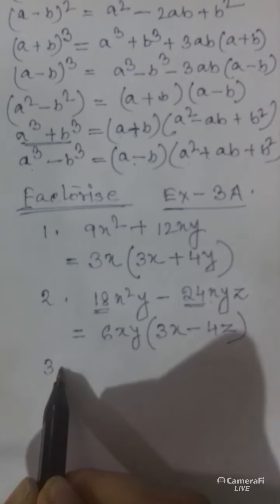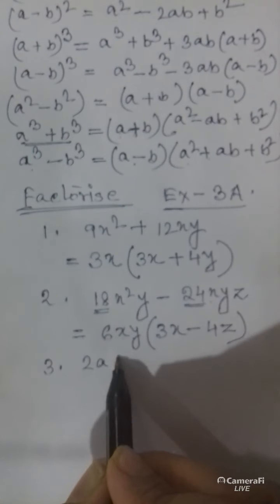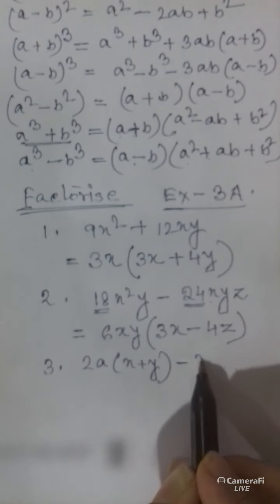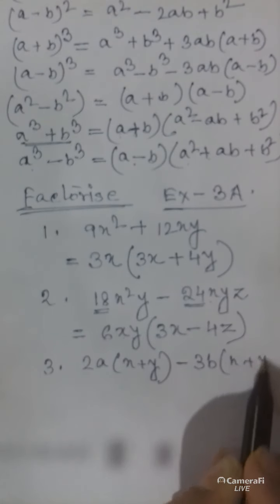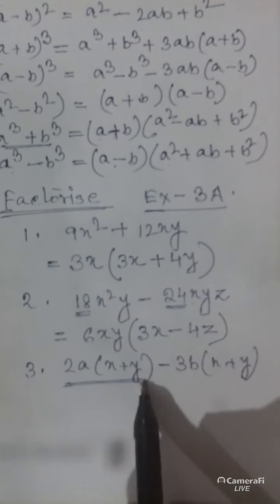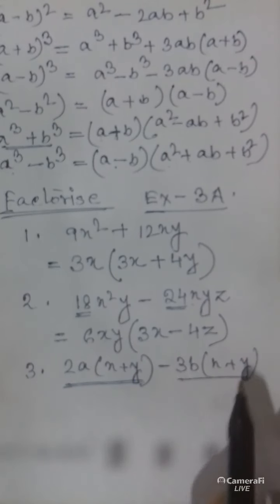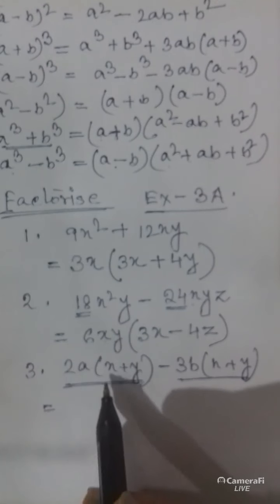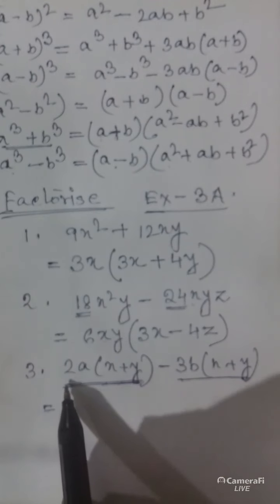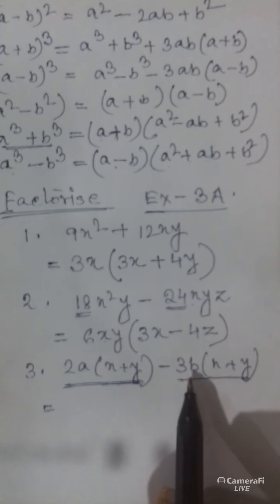Now question number 3. 2a(x plus y) minus 3b(x plus y). In the first term 2a into (x plus y) and in the second term 3b into (x plus y). Which is common? In both terms x plus y is common. Here 2, here 3, no common factor. Here a, here b, no common factor.